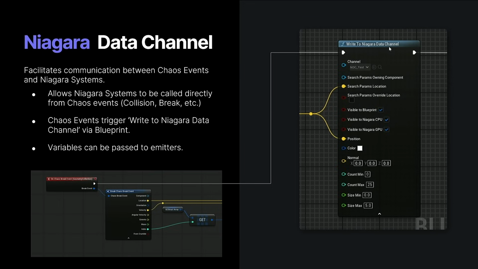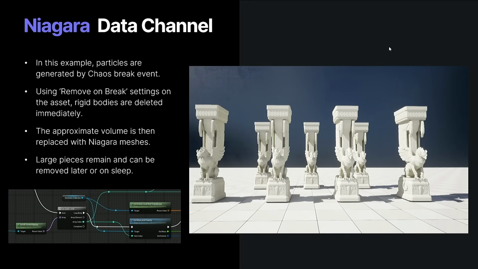And what's really exciting, for me at least, is this last bullet, which is that we can pass variables through to the Niagara emitters. We can control the count, the scale, the color. We have some other stuff. And so you really can start to control your Niagara simulation from the Chaos simulation and start doing exciting stuff.